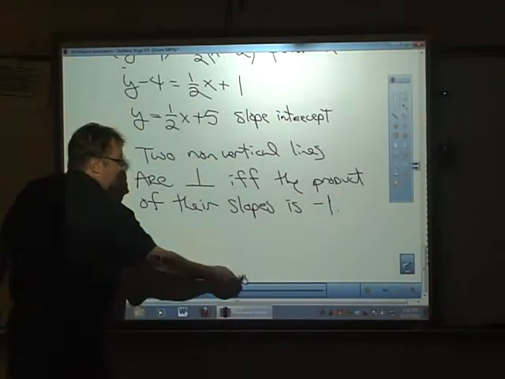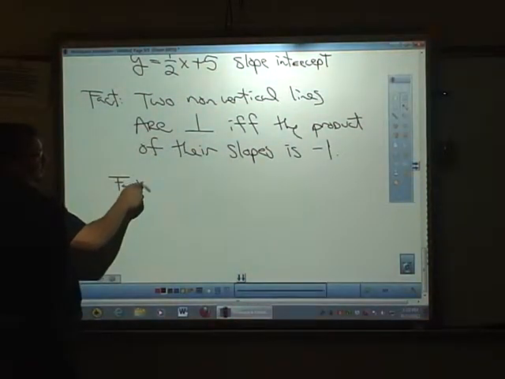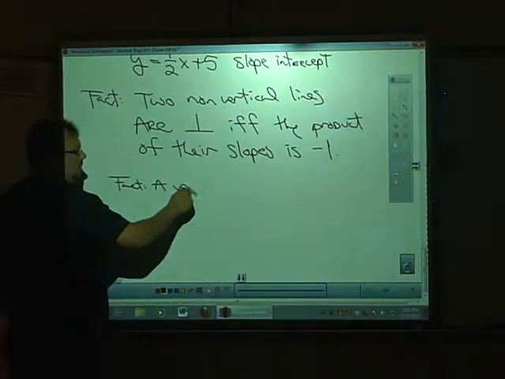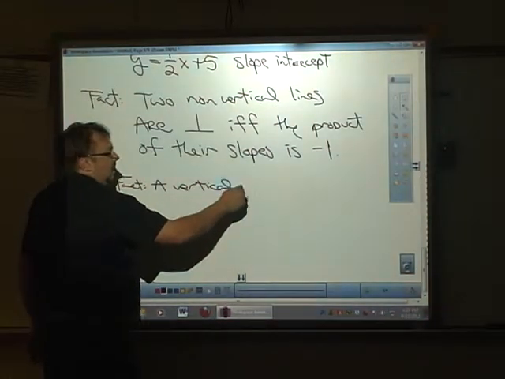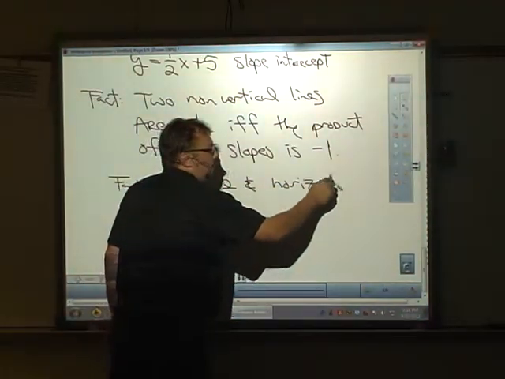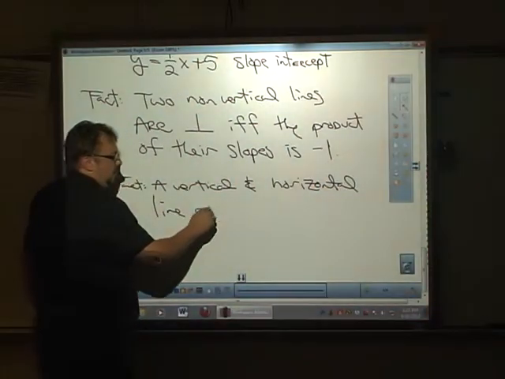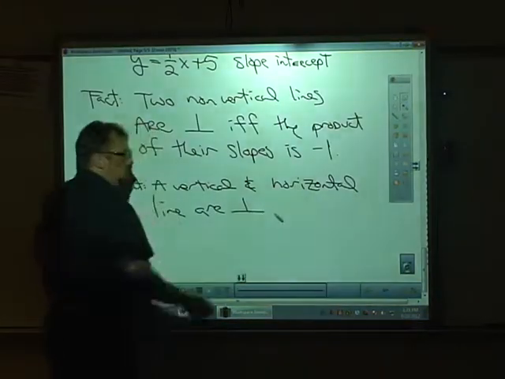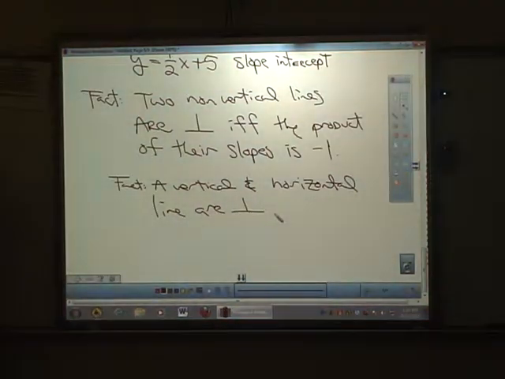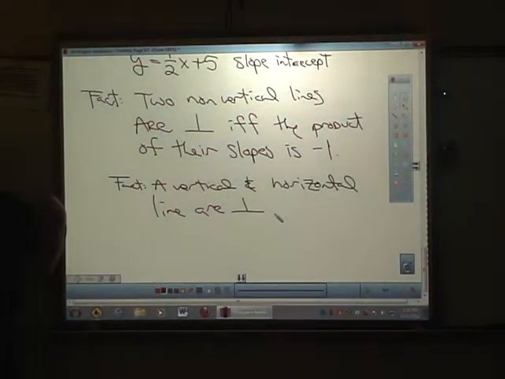Now you may say again, what about the vertical? Well, fact: a vertical and horizontal line are perpendicular. Just remember, parallel, same slope. Perpendicular, multiply, get -1.